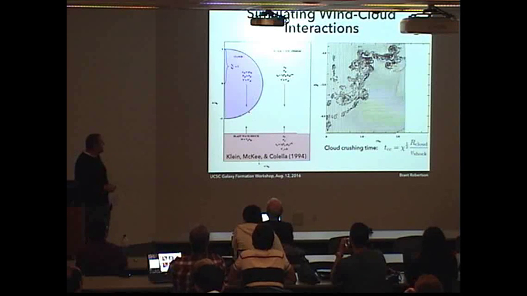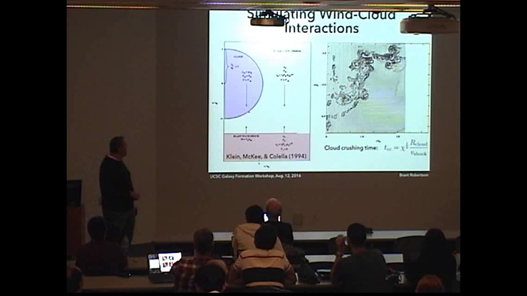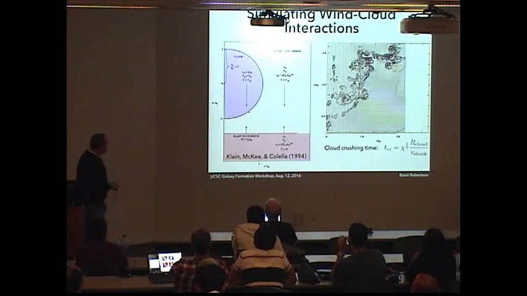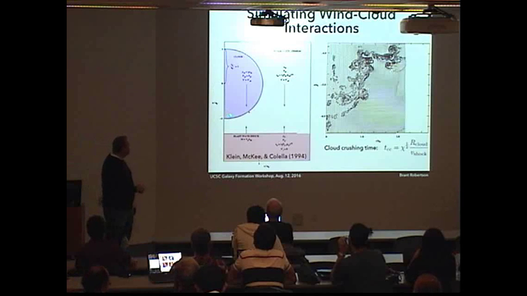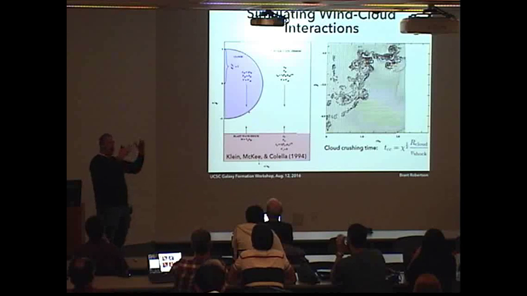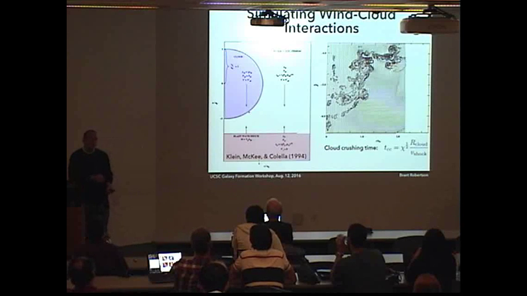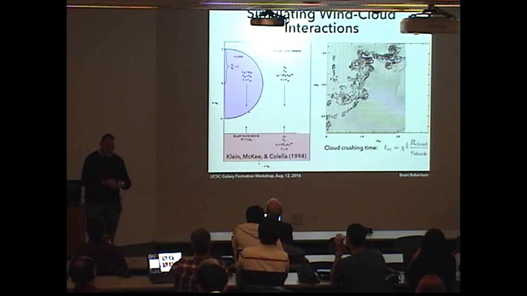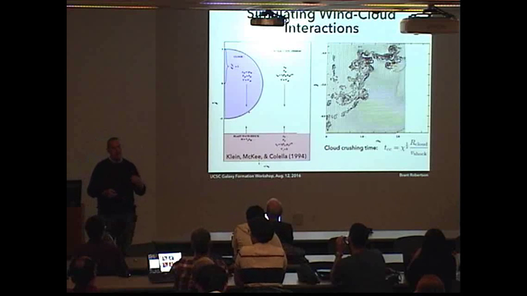So here is a basic picture, and this is from an old paper by Klein, McKee, and Colella when I was in high school, which means I'm old too now, I guess. So you have a dense cloud interacting with some hot outflow. Okay. So the context of this specific simulation was not galactic scale outflows, but the same kind of principle applies.